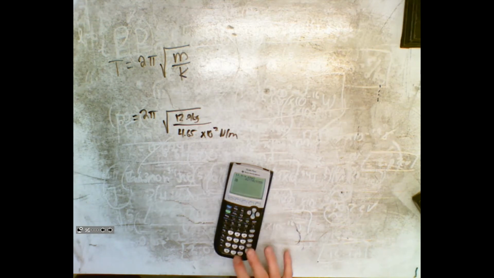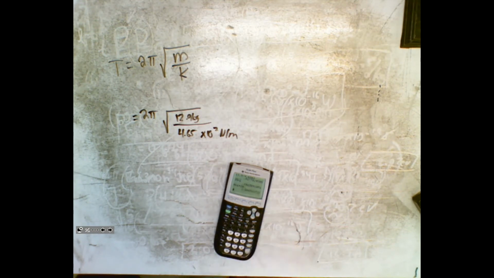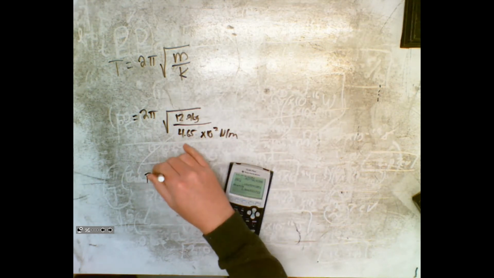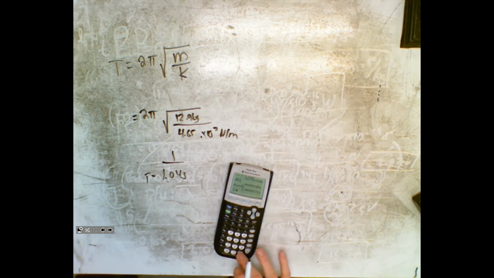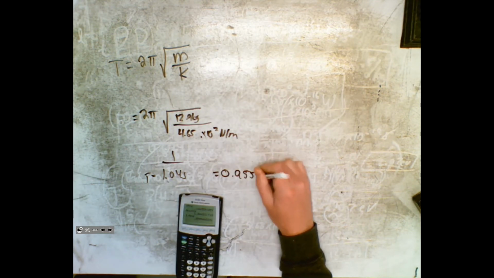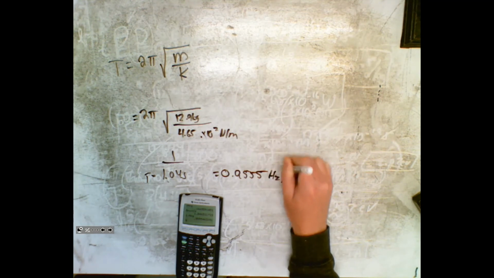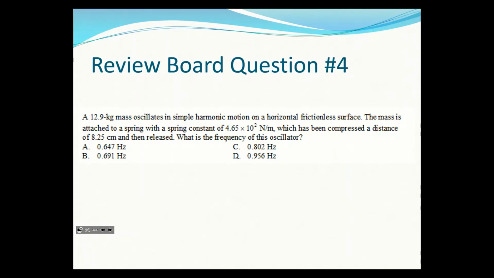We square root that, multiply it by 2 pi, and we get our period to be 1.04 seconds. So I have to do 1 over that, and I get 0.9555 hertz as my frequency. So 956. Yeah, so it looks like D will be the correct answer.